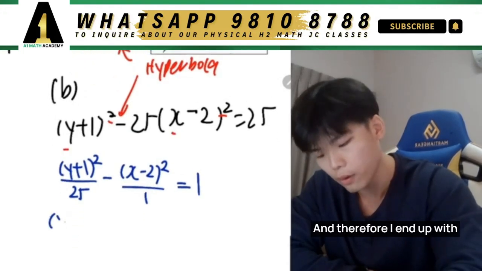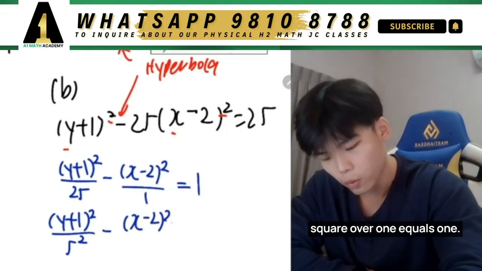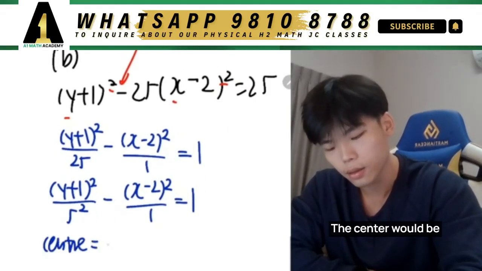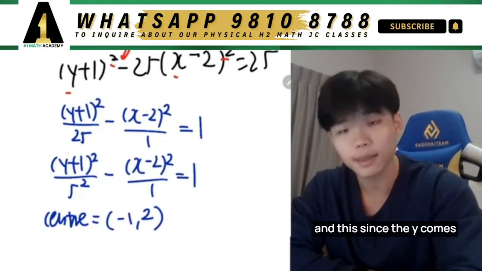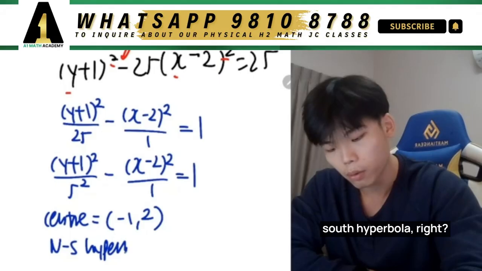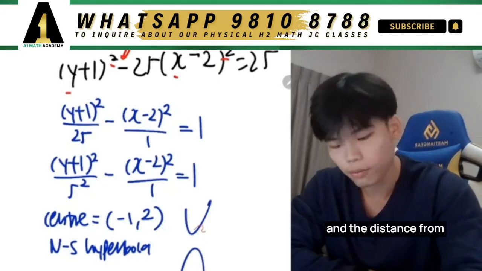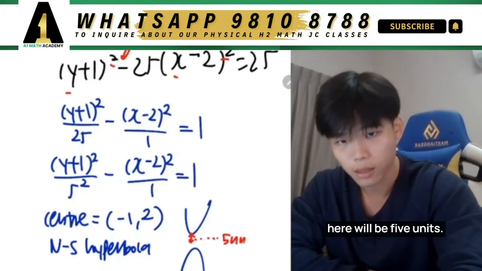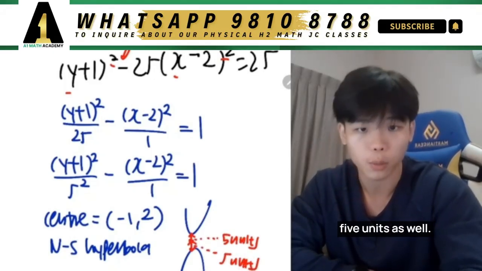And therefore I end up with y plus 1 square over 5 square minus x minus 2 square over 1 equals to 1. So from here we can tell a few things, right? The center would be negative 1 comma 2, and since the y comes first, this will be a north-south hyperbola, the ones that open upwards, and the distance from the center to here would be 5 units. Same thing for the center to here, this also will be 5 units as well.